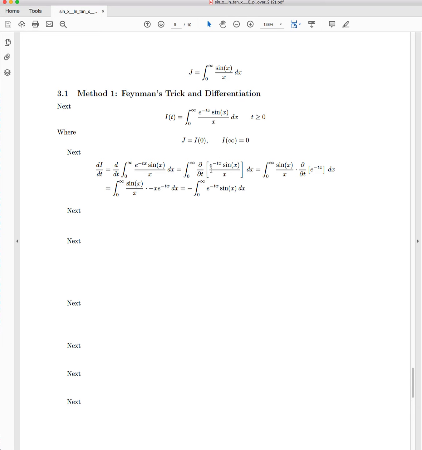Now we're taking the derivative with respect to t, so all of this x stuff just comes out the front, and so now we're just taking the partial derivative of e to the negative xt with respect to t. So we see here sine of x over x is just still there, times negative x e to the negative xt. And so that means that this x cancels out with this x, and I can bring this negative out the front, which is what I've got here. And then I've got the integral from 0 to infinity of e to the negative tx sine of x.